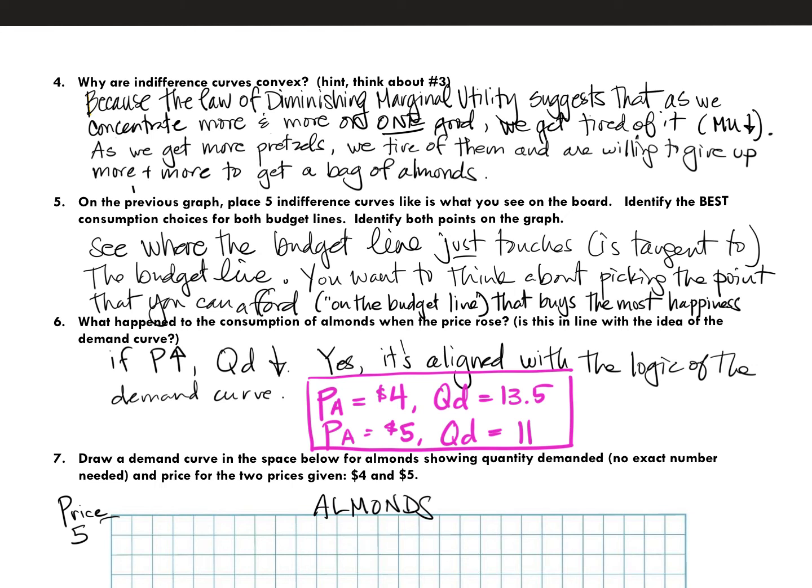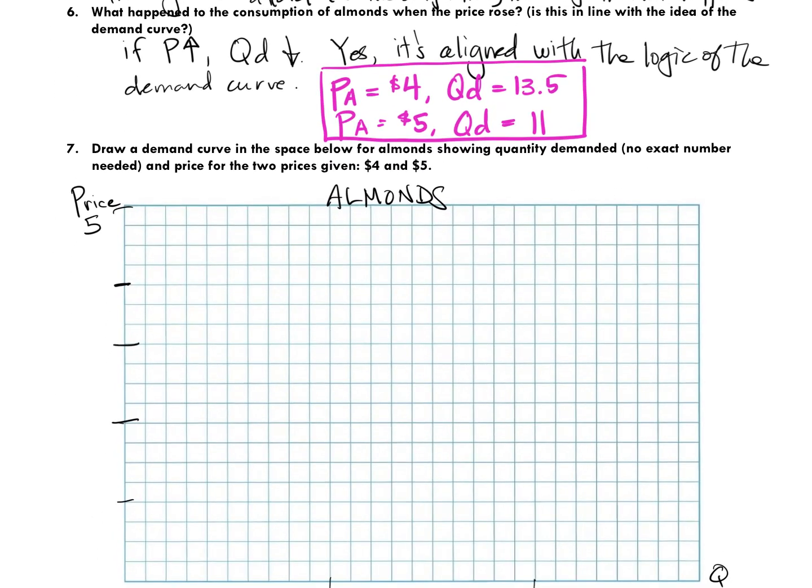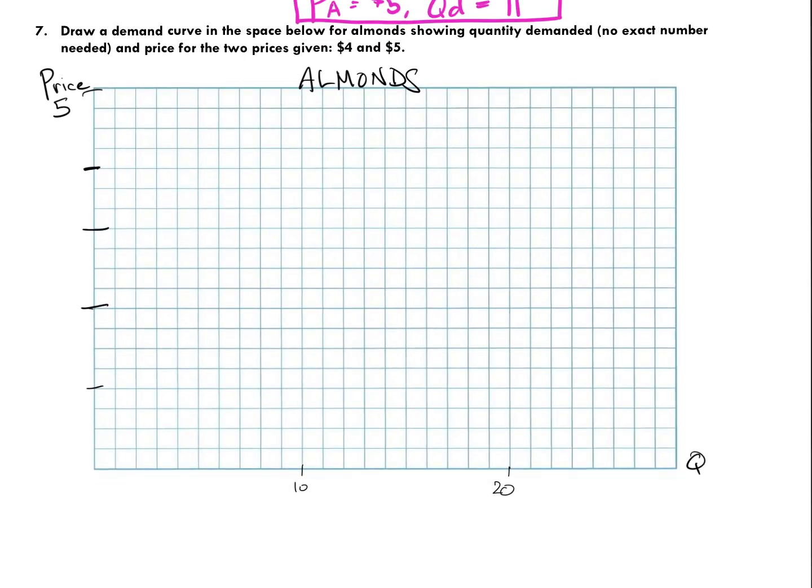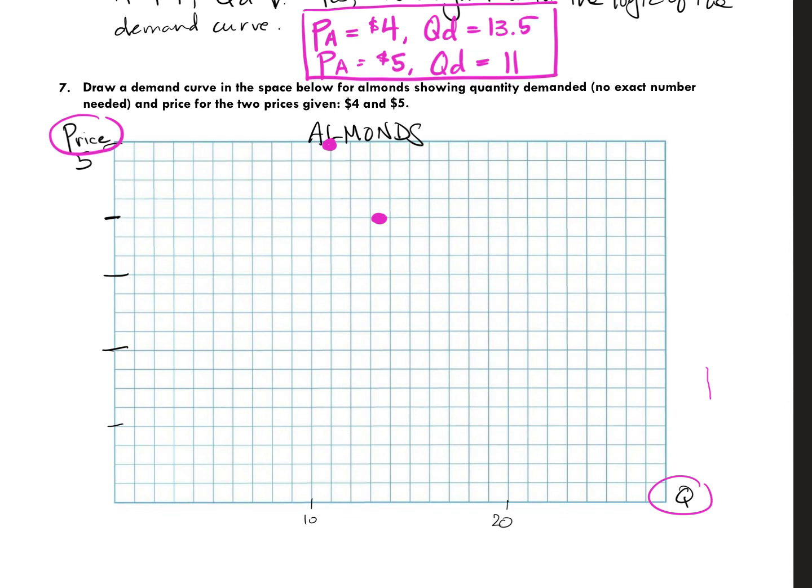What happens to the consumption of almonds when the price rose? Is this in line with the demand curve? Yes, because as price rose, quantity demanded fell. Now we can graph it. So you always want to label your axes, price on the vertical, quantity on the horizontal, and the good in question. And now you just plug in your points and connect the dots.